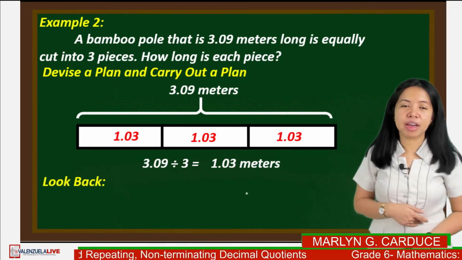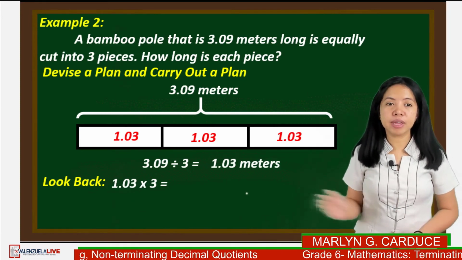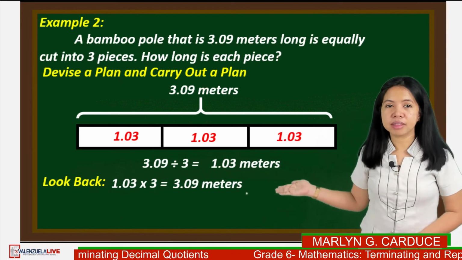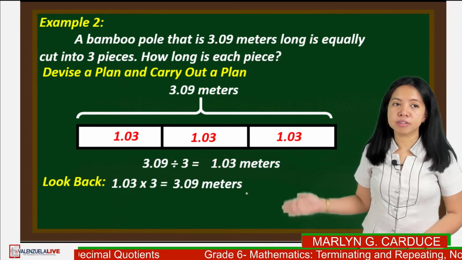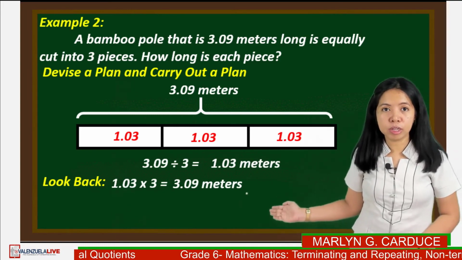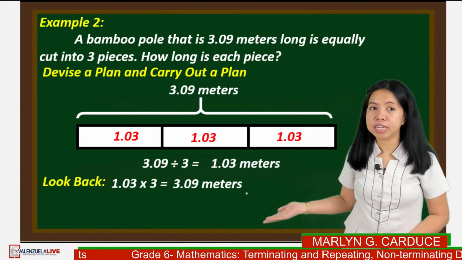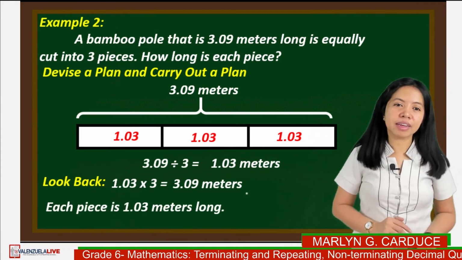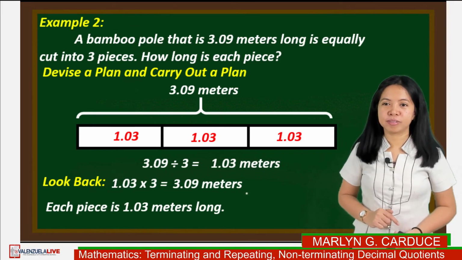So to check if our answer is correct, let's multiply 1 and 300 meters by 3. And we get the same answer, which is 3 and 900 meters, which is equal to the original length of the bamboo pole. So each piece has a length of 1 and 300 meters.